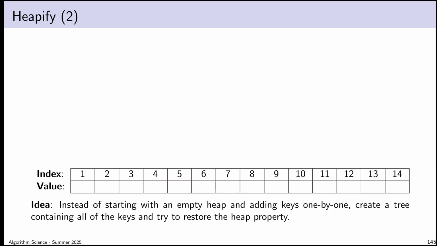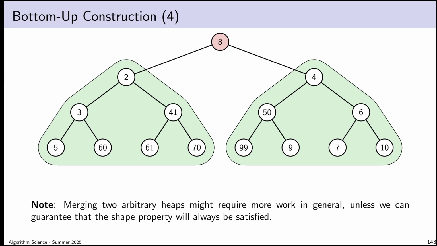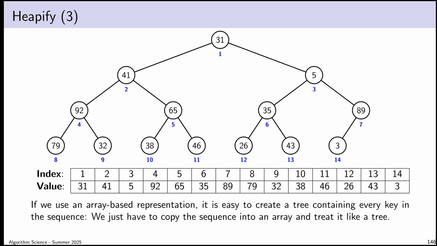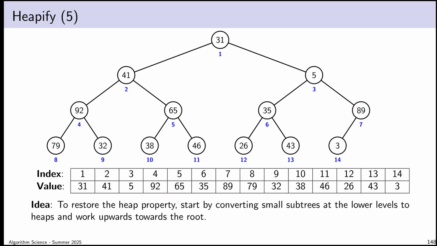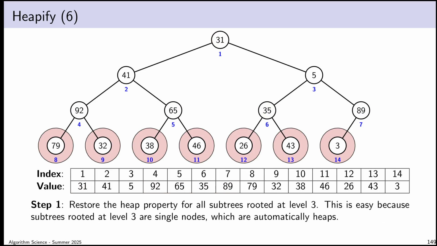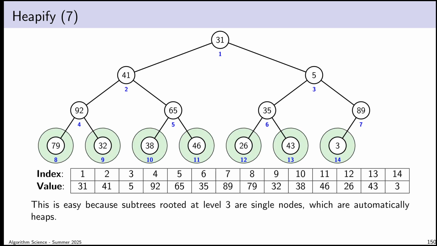And I'm trying to exploit the logic from my thought experiment, which is that if I have two small heaps and I want to fold in one more element, it seems like it's pretty easy to get that done. And so I want to try and create that process with my tree full of heap property violations. Okay, so I start at the lowest level. And those are easy because they're already heaps, because a single node is always a heap.